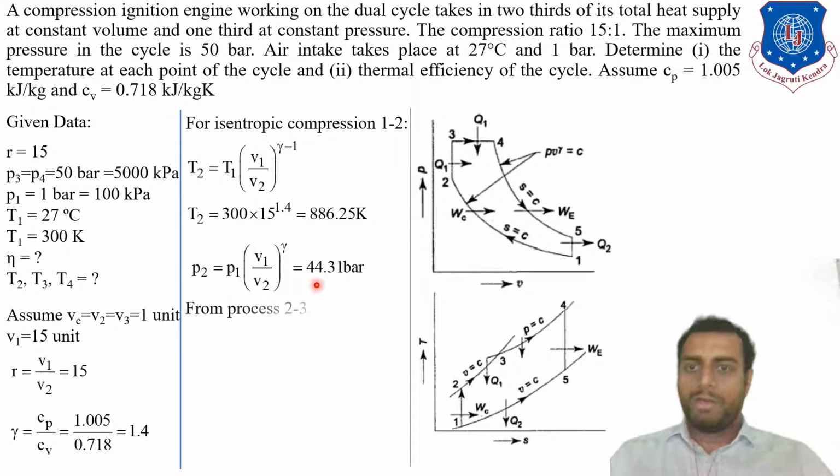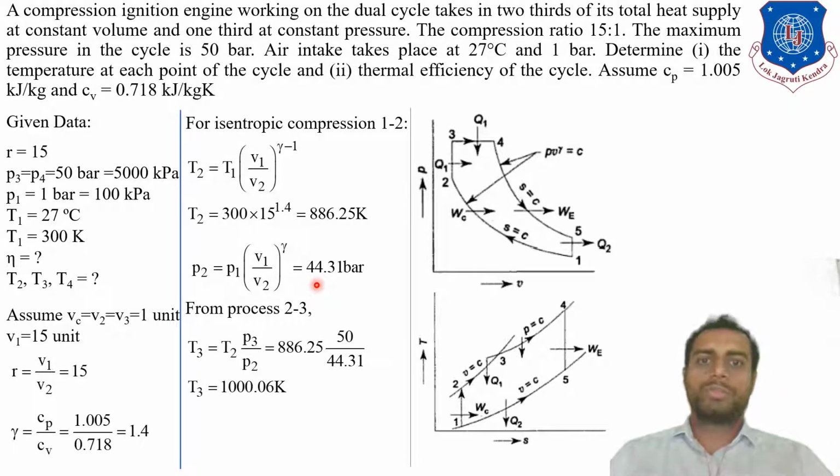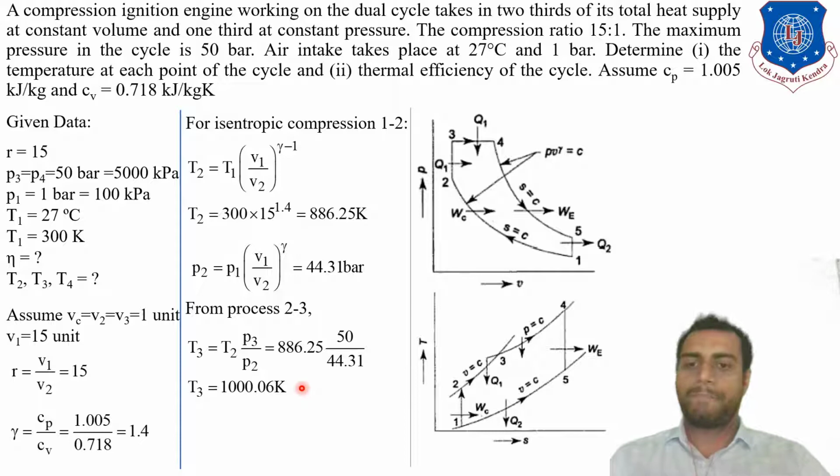Further, for process 2 to 3, that is nothing but constant volume heat addition. You know that if volume is constant, then pressure is in proportion with temperature. So from that correlation, T3 is given as T2 into P3 by P2. The values of T2, P3 and P2 are known, so substitute the values and you will have the temperature T3 as 1000 Kelvin. Now T2 and T3 we have found out. The remaining temperature is T4.